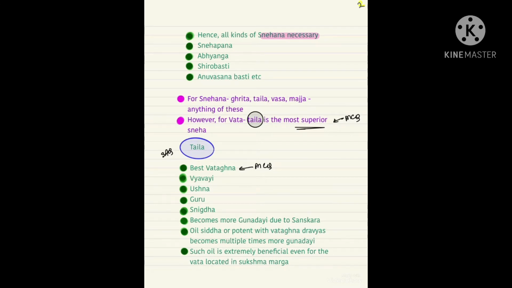So such an oil is very beneficial even when the vata is located in the sukshma marga, deep inside. Even when it is located in sukshma marga, still such kind of oil can be beneficial for this type of vatavyadhi. So that's why when Snehan has to be done, it can be done with any of the four, Ghrita, Taila, Vasa or Majja, but Taila is considered to be the best for vatavyadhis.